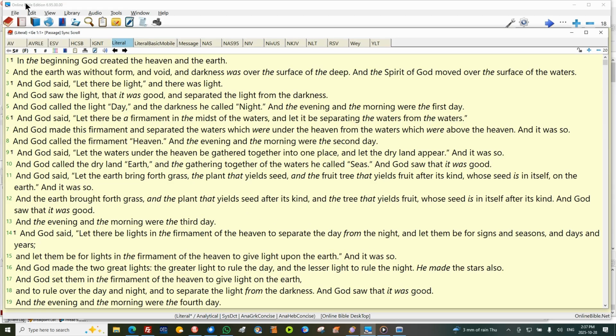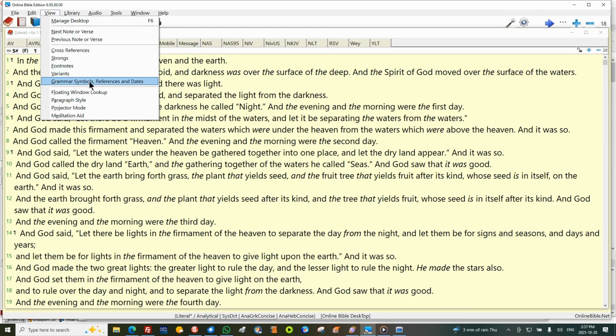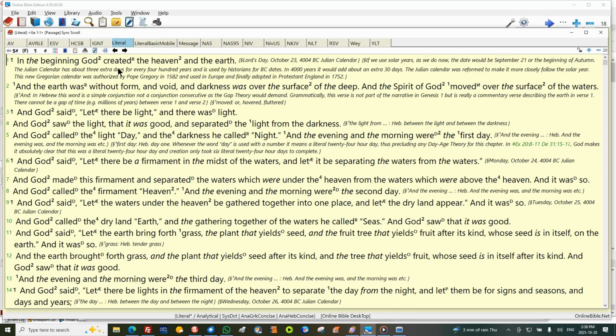Now let's add in some of the new features, and the ones you're familiar with: cross-references, footnotes, and what have you in Strong's. And we're going to add in this new feature, grammar symbols and reference and dates. Ooh, boy, you can see all the changes that occurred. The grammar symbols were added in for the literal translation to indicate any place the translator had to bend the Hebrew and Greek grammar in order to make it readable English.